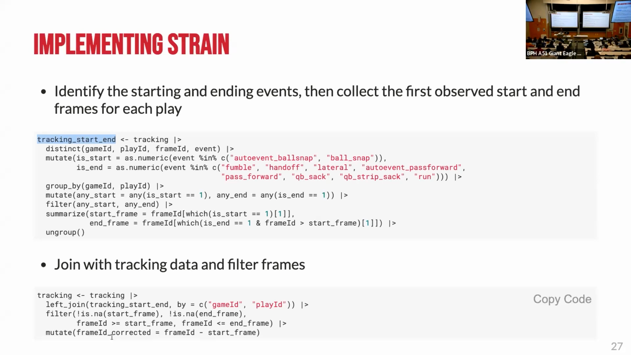Here's a little correction for the frame ID, where now I want to make frame 1 the moment of ball snap. So I did this with a small modification here. But again, this is just the process of getting all the frames that you need and filtering out all the unnecessary stuff.